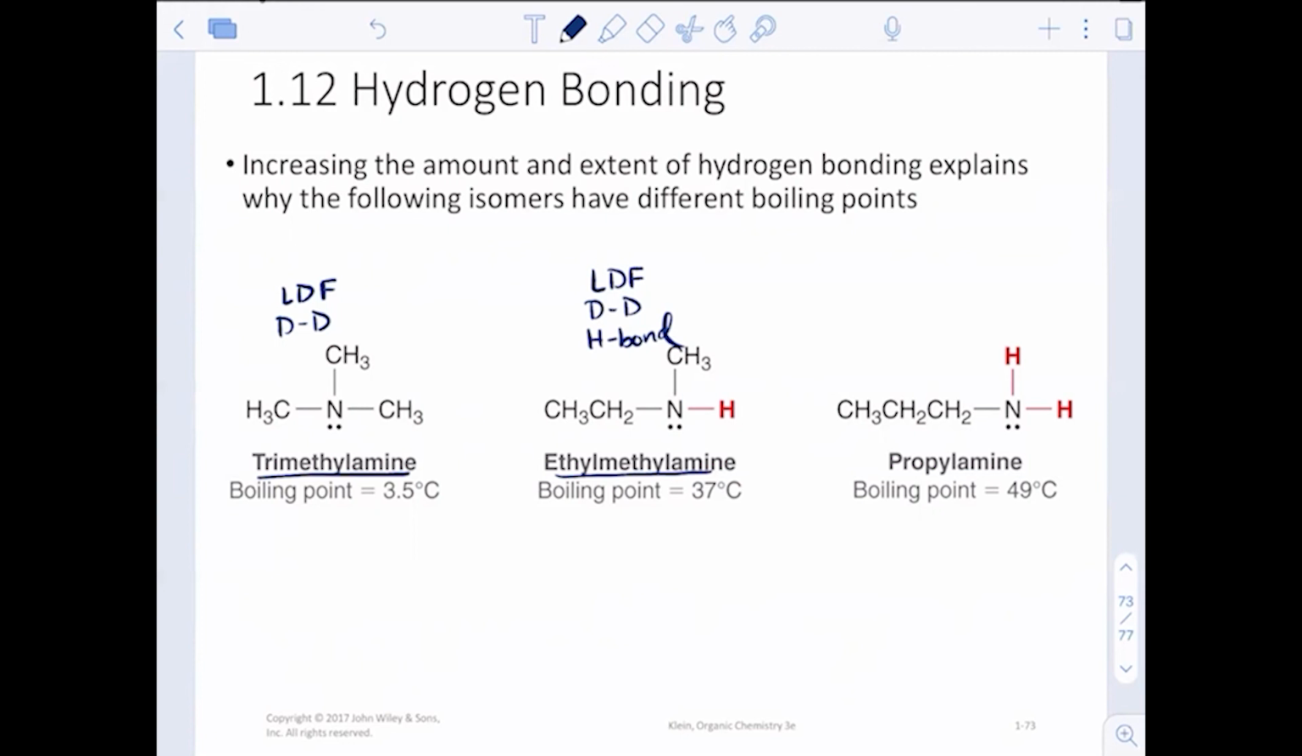Now propylamine, 2 hydrogens. Lots of hydrogen bonding capabilities there. Yes, we still have London dispersion forces and dipole-dipole interactions, but notice how propylamine has the highest boiling point, strongest intermolecular forces out of these 3 because it has 2 areas to hydrogen bond versus just 1.